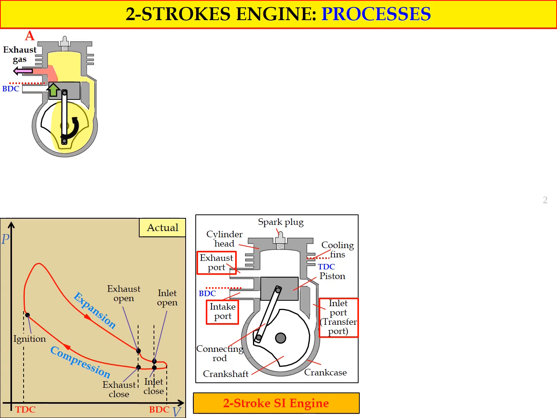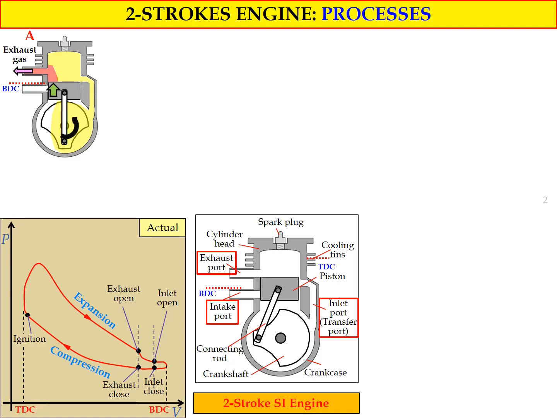Okay, now we look at figure A. Figure A shows the two-stroke engine process, where at this point the position of the piston is at BDC and the piston starts to move upward. The red area represents the exhaust gas and the yellow area represents the fuel plus air mixture. During the process, the exhaust port is fully open, the inlet port is also fully open, however the intake port is fully closed.